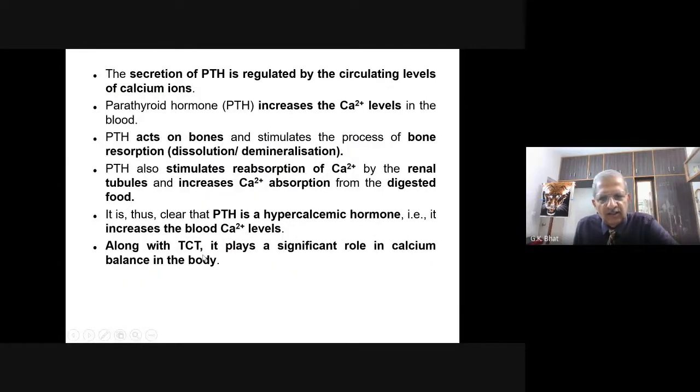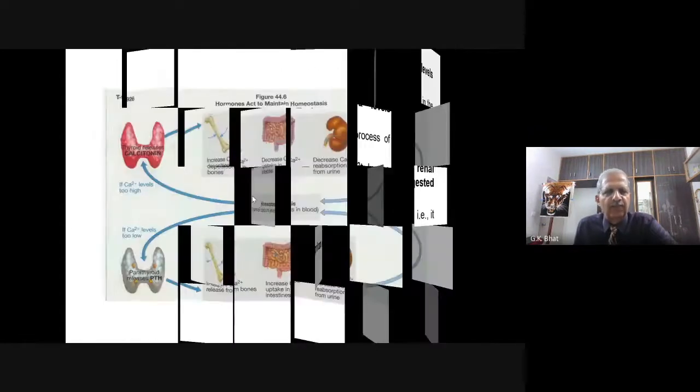Along with the TCT, it plays a significant role in calcium balance in the body. If TCT, thyrocalcitonin, brings down the level of calcium in the blood, PTH increases the calcium level in the blood. That is why we say these two hormones work antagonistic to each other.